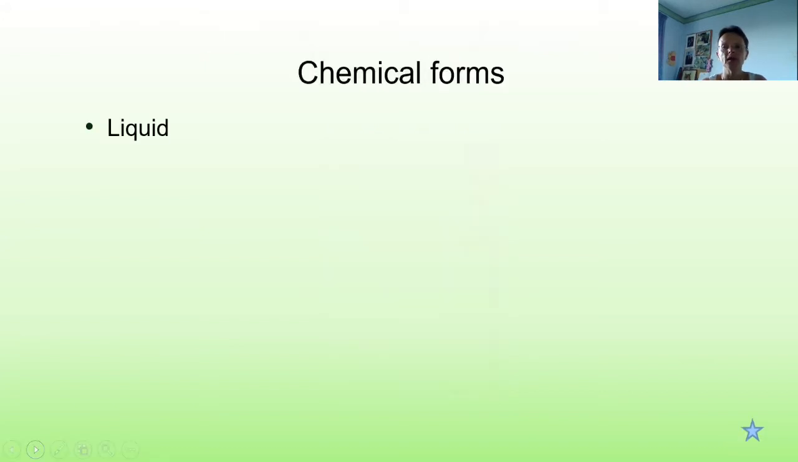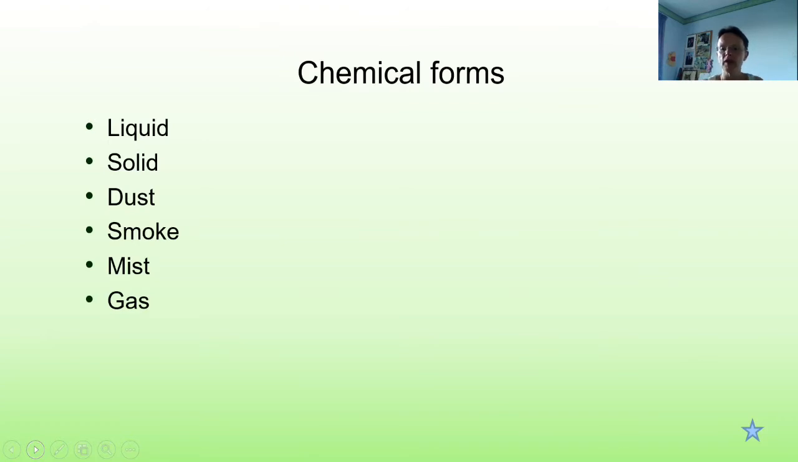Depending on what you're doing, you're probably going to have some liquids. That's usually the most common chemical form. But you might have some solids. You might have dust or smoke, which is a mixture of partly combustive materials and combustive materials. There may be some mists, which is an airborne liquid. You might have a gas, which is a substance at normal atmospheric pressure, which will just move around and fill the area that is available to it.